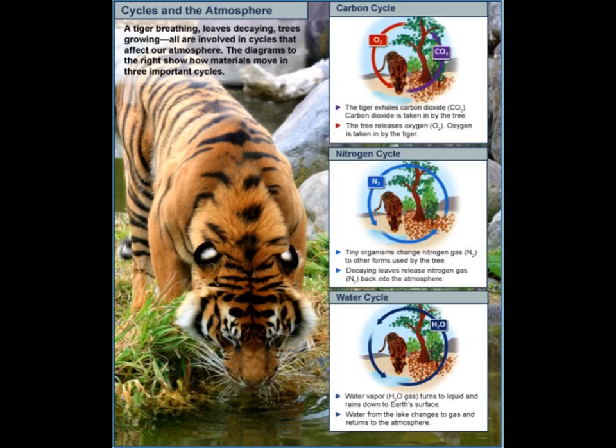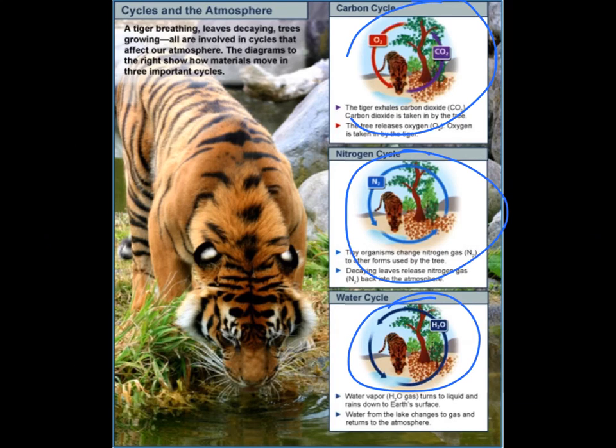Water vapor, carbon dioxide, and other gases in the atmosphere are affected by both ongoing processes and sudden changes. When you breathe, your body exchanges gases with the atmosphere. Three of the most important cycles that affect the atmosphere are the carbon cycle, the nitrogen cycle, and the water cycle.